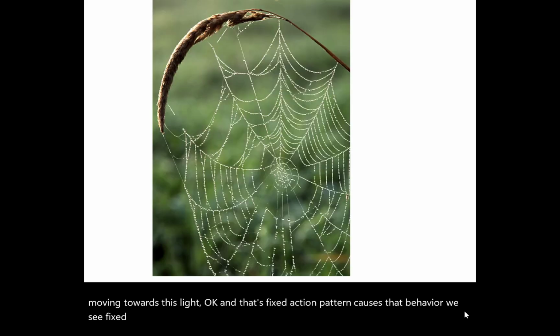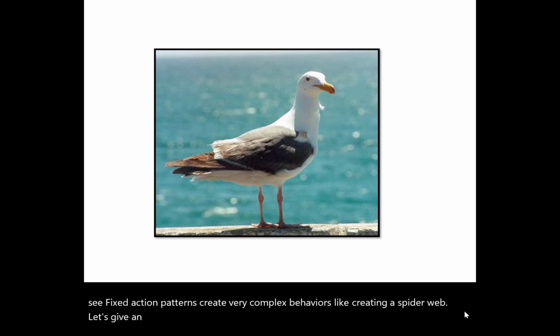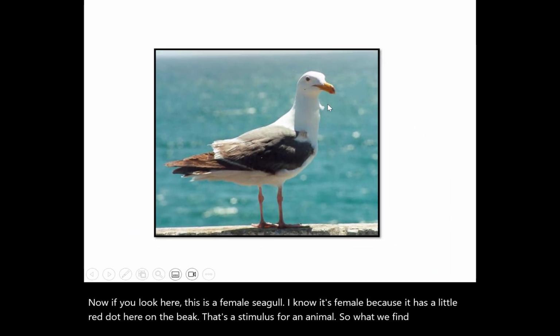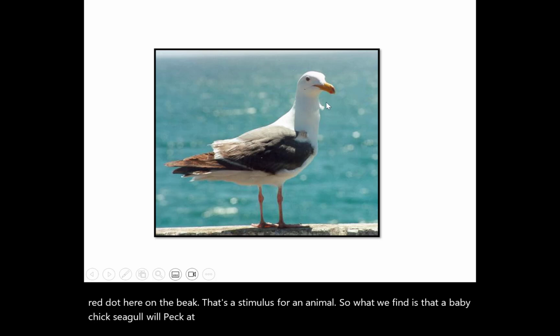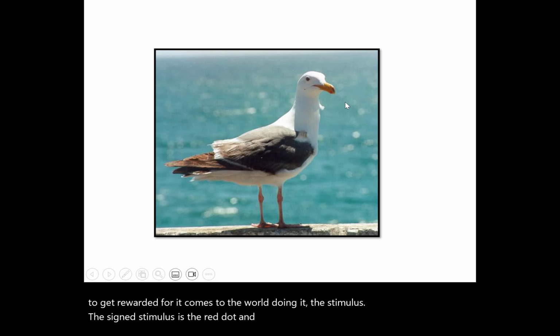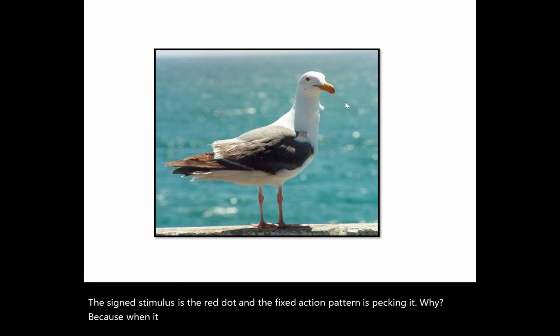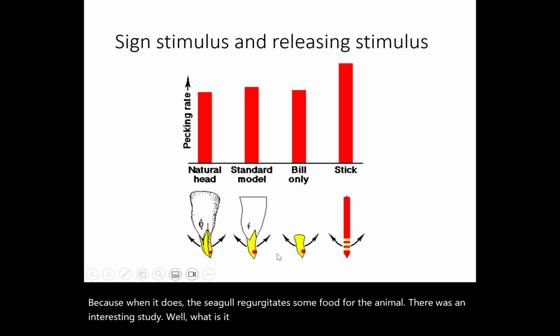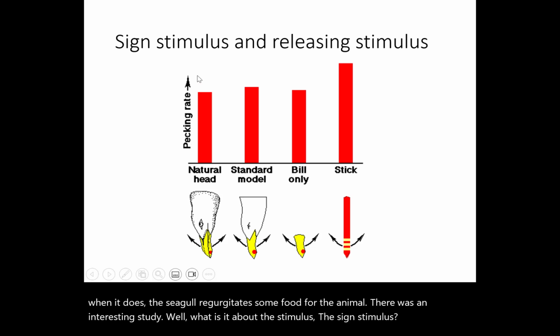We see fixed action patterns create very complex behaviors, like creating a spider web. Let's give an example that's often used with fixed action pattern, and that is a seagull. Now, if you look here, this is a female seagull. I know it's female because it has a little red dot here on the beak. That's a stimulus for an animal. So what we find is that a baby seagull chick will peck at this automatically. Doesn't need to learn about it, doesn't need to get rewarded for it, comes to the world doing it. The stimulus, the sign stimulus, is the red dot, and the fixed action pattern is pecking it. Why? Because when it does, the seagull regurgitates some food for the animal. And there was an interesting study. Well, what is it about the stimulus, the sign stimulus, that creates pecking behavior?